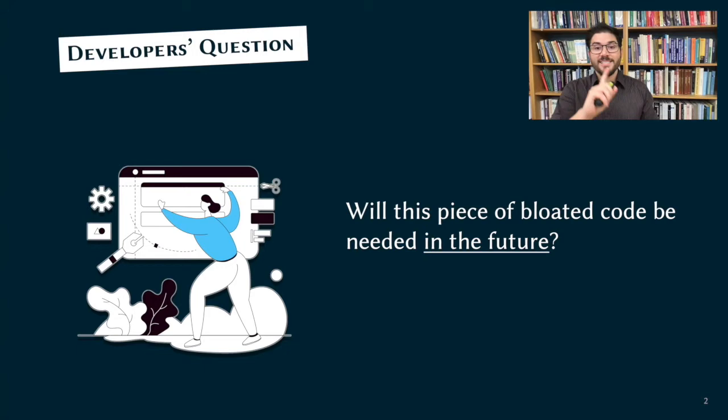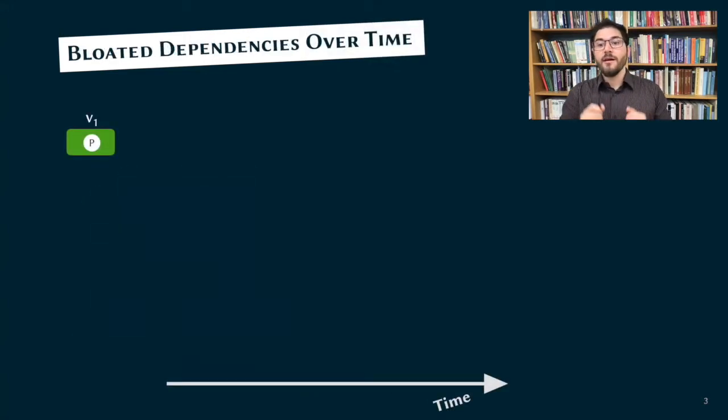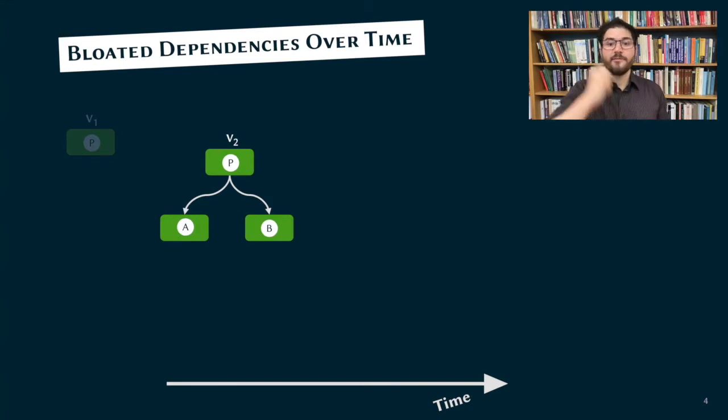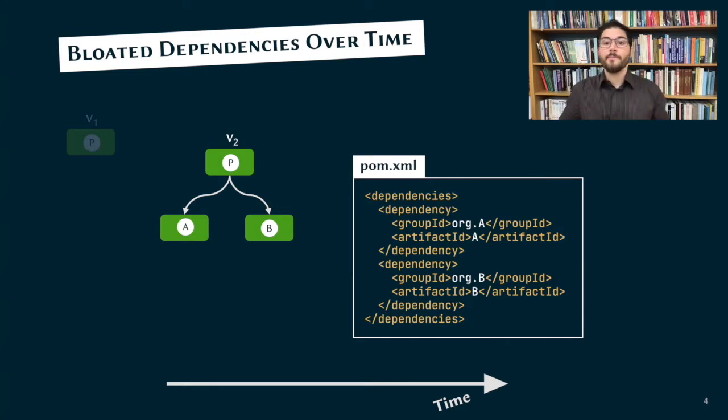Let me show you an example of the evolution of a bloated dependency for a hypothetical project P. We are going to visualize the dependency tree in different versions of this project. In particular, we are interested in the usage status of its dependencies. In the beginning, version 1 of project P has no dependencies. Then, when releasing version 2, developers decide to reuse some functionalities from third-party dependencies, A and B. To do so, developers just need to edit a particular file called the POM file in Maven projects. This way, A and B become direct dependencies of project P.